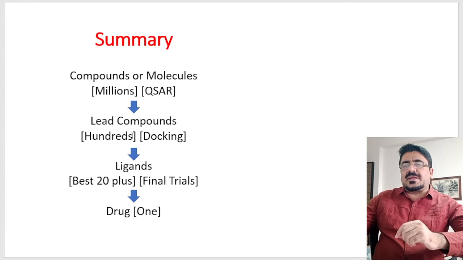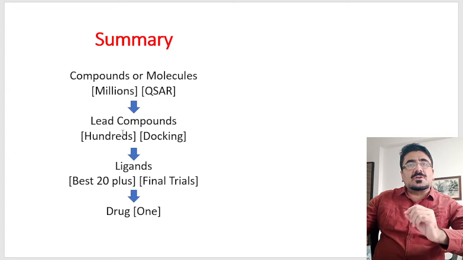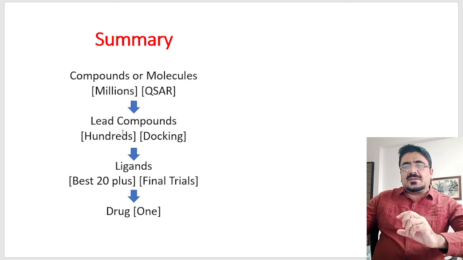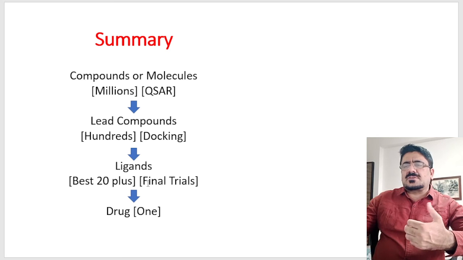And for further screening, docking is used. Docking is used on hundreds of the lead compounds to screen the ligands. These are the ligands after screening by docking against the target proteins or receptors which we have. And when we finalize all the ligands, the best 20 plus move to final trials. Final trials means animal trials and other wet lab trials, toxicity tests, adverse effects, side effects, we check dosage, each and everything.